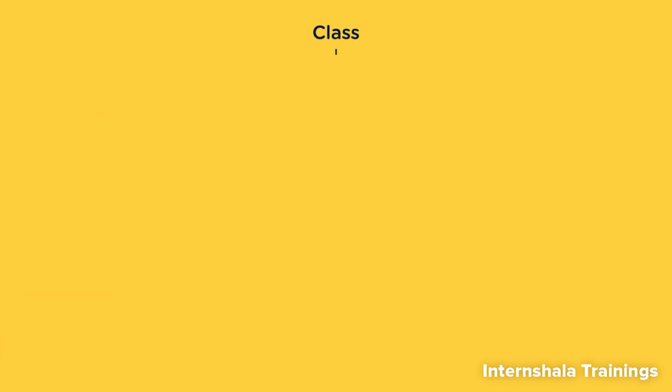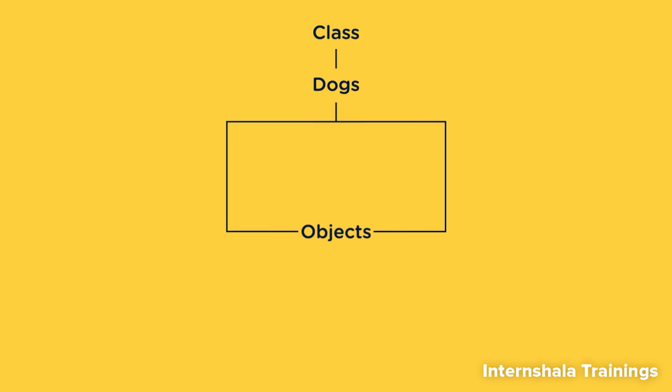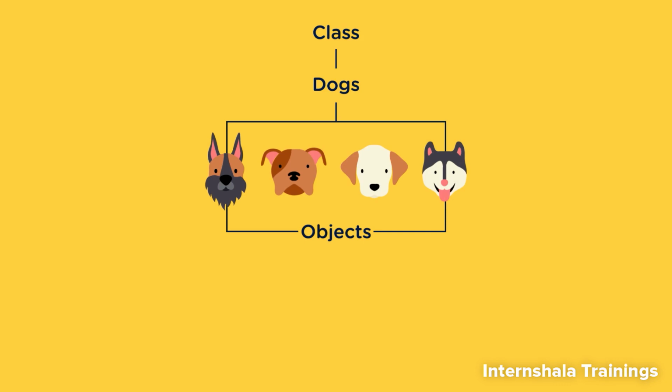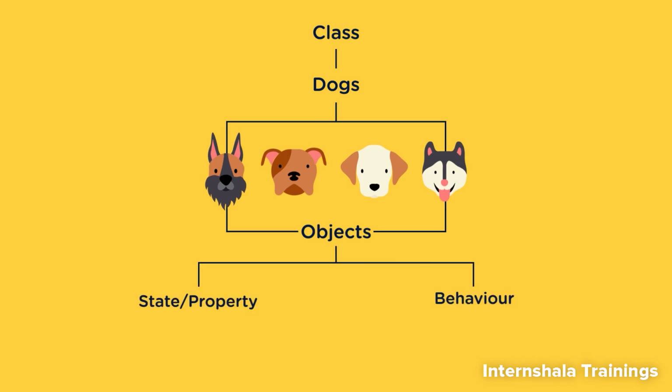So, let's say the class is dog. What objects can this class have? It can have all the breeds of dogs like German Shepherds, Pit Bulls, Labradors, or even Siberian Huskies. What could be the state and behavior of these dogs? The state would be a tail, 4 legs, fur, etc. And behavior would be eat, sleep, bark, wag their tail, etc.